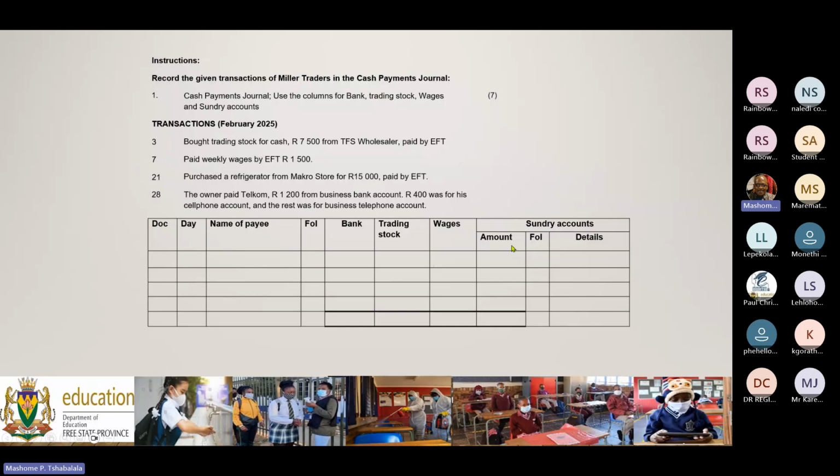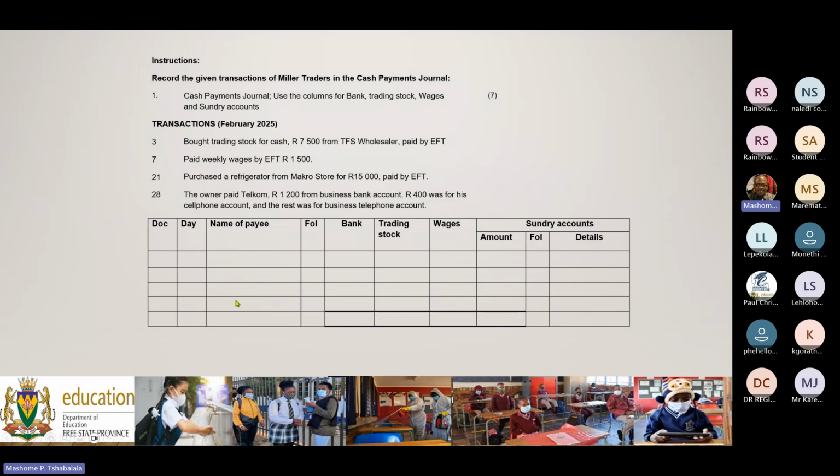Under sundry account, you are having amount, folio, and details. Again, these columns are compulsory on the format of the CPJ. Now, learners, you need to know that under name of payee, it is where we record the name of the person whom we are paying.